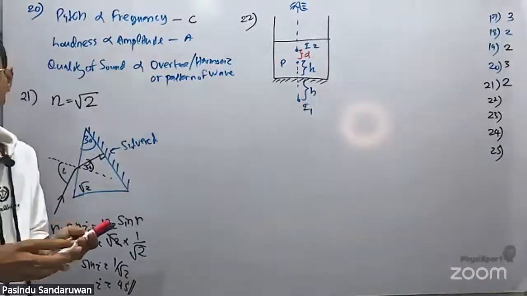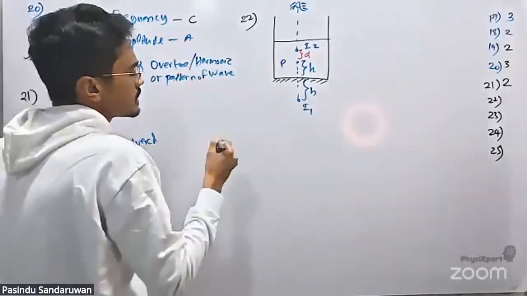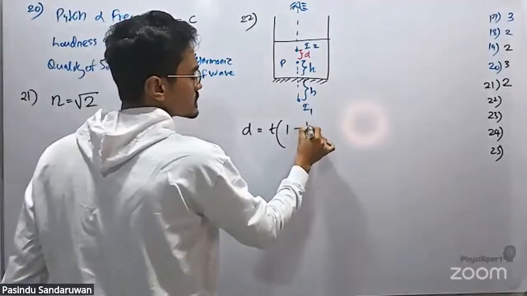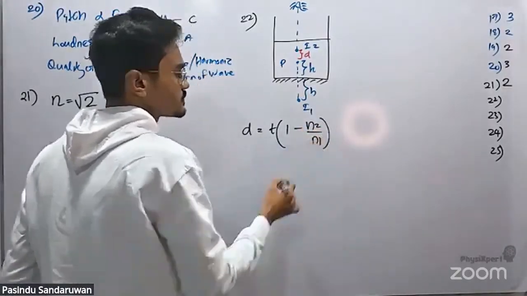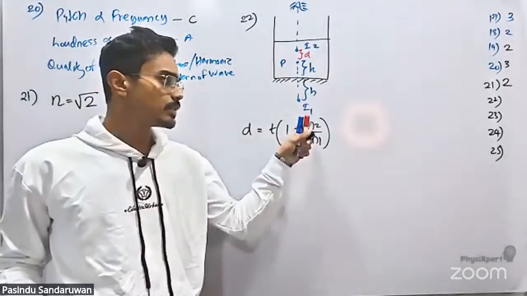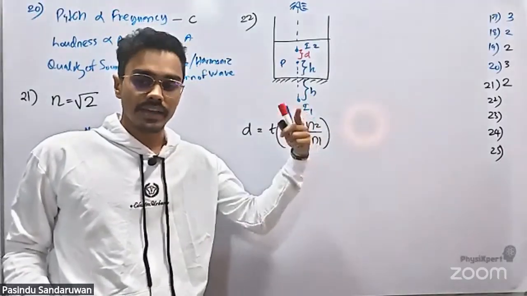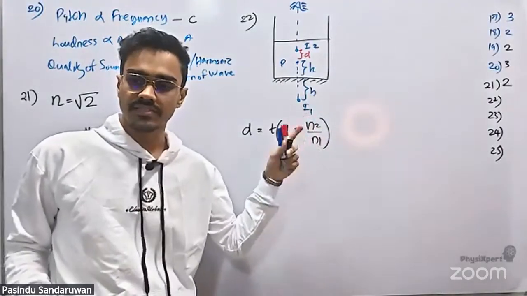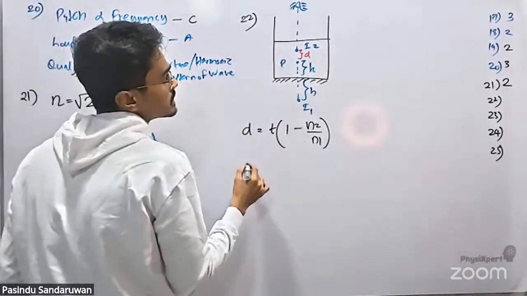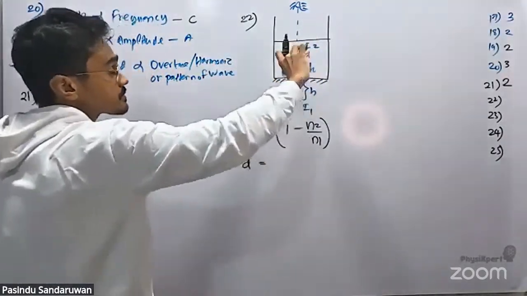So we can find the apparent displacement at once using the equation of apparent displacement. We know the apparent displacement can be written as T times 1 minus N2 over N1. T is the thickness of the medium, N2 is the refractive index of the medium where I is kept, and N1 is the refractive index of the medium where the object is. Apply that equation, then D can be determined.